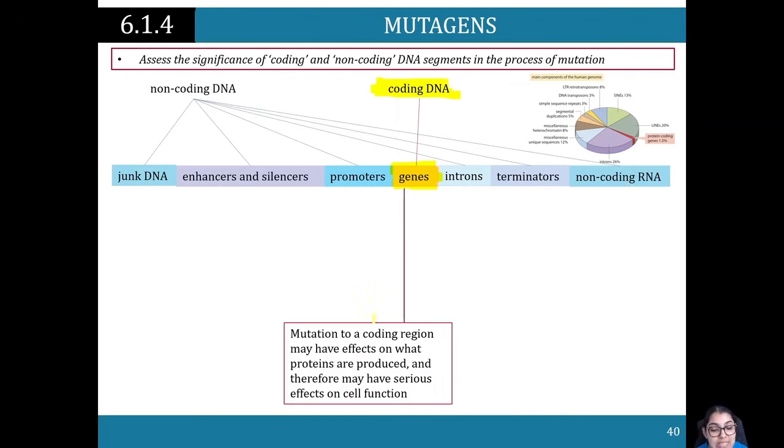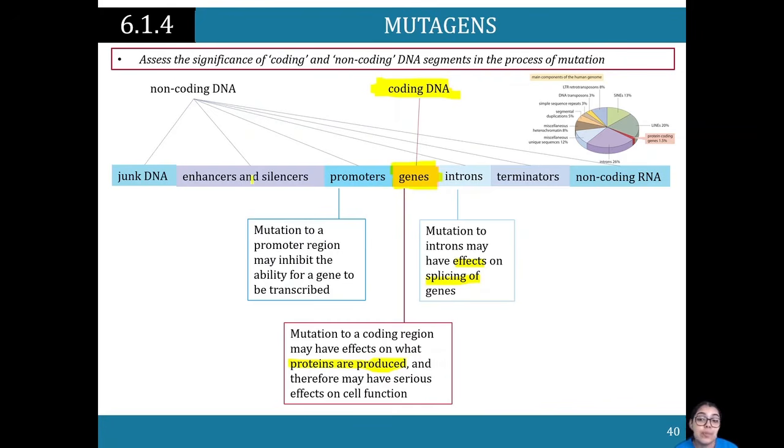So genes are, remember, these mutations that occur to our genes, to a coding region, can have an effect on the protein that is produced, and it can have a serious effect on cell function. Mutations that occur to the introns may have an effect on splicing of genes. Remember how when we talked about splicing, we take out the introns so that we are left with the exons, coding DNA, so it can have an effect on the splicing of the gene.